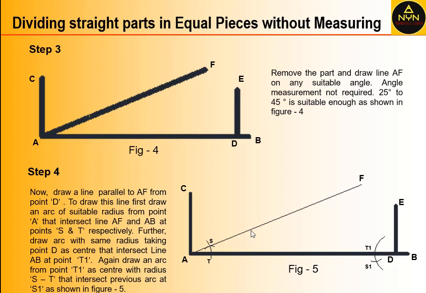To draw this line, first draw an arc of suitable radius from point A that intersects lines AF and AB at points S and T respectively. Further, draw an arc with the same radius taking point D as center that intersects line AB at point T1. Again draw an arc from point T1 as center with radius ST that intersects the previous arc at S1 as shown in figure 5.